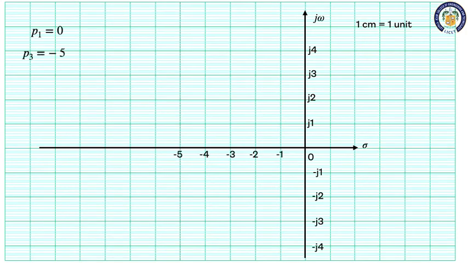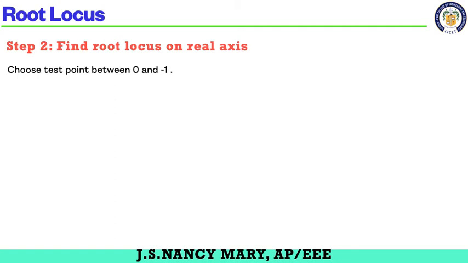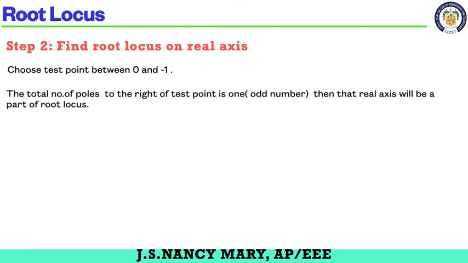Now plot all the poles and zeros. Okay, so 0, -1.5, and then another 0. Okay, so you have marked everything. They lie on the real axis, so we need to check whether they fall on the root locus or not. So we will check in the next step, that is step 2. We are going to find the root locus on the real axis. Choose the first poles as 0 and -2. Choose a test point. To the right of the test point there must be an odd number of poles and zeros, so that is the real part of the root locus.